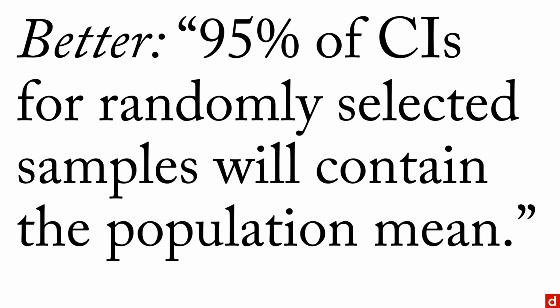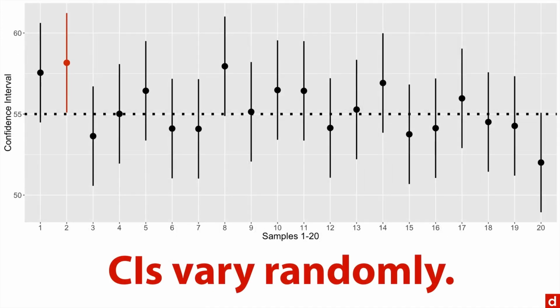Now I can show you this really easily with a little demonstration. This is where I randomly generated data from a population with a mean of 55, and I got 20 different samples. And I got the confidence interval for each sample, and I've charted the high and the low. And the question is, did it include the true population value? And you can see that of these 20, 19 of them included it. Some of them barely made it.